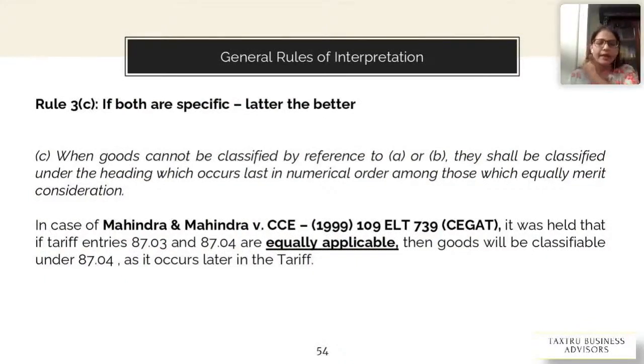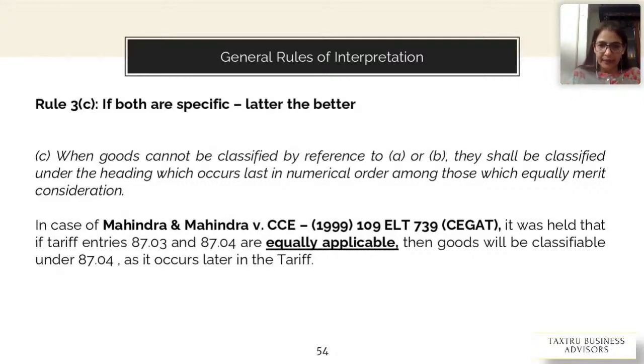So we have seen 3A and 3B, now comes 3C. If both are specific, then the latter the better. That means if my good cannot be classified in reference to 3A and 3B, and there is still some ambiguity left, then it shall be classified under the heading which comes later in the number. So they both have equal merit, but the one which occurs last in numerical order will be given the preference, and it will be classified accordingly under that heading only.